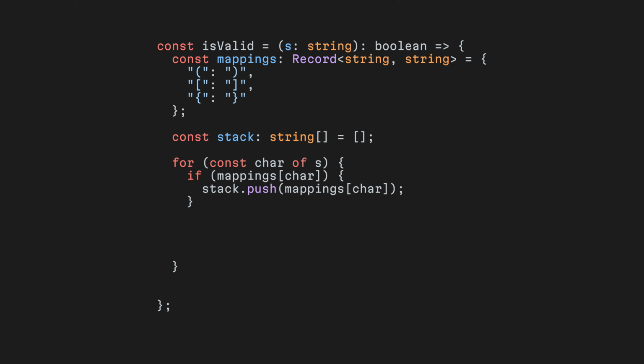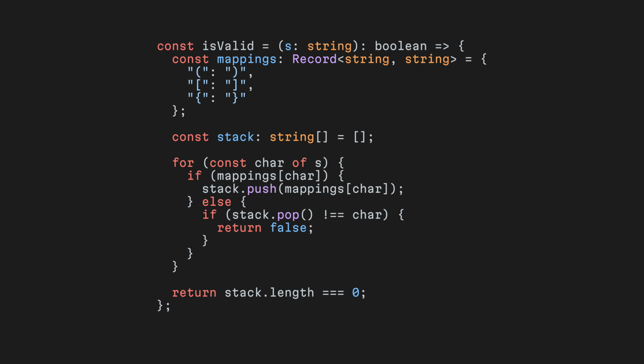Now, if the character isn't in the map, that means it's a closing bracket. In that case, we pop the last item from the stack and check if it matches the current character. If it doesn't, boom, mismatch. That means the brackets are out of order and we return false. Finally, after we have gone through the whole string, we check if the stack is empty. If it is, awesome, all the brackets were matched correctly. If not, some openings never got closed, so the string is invalid.